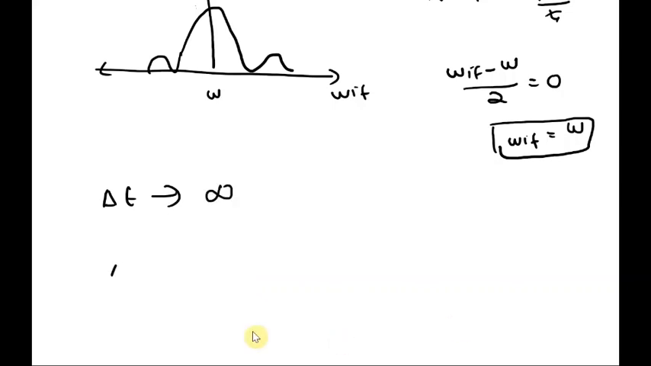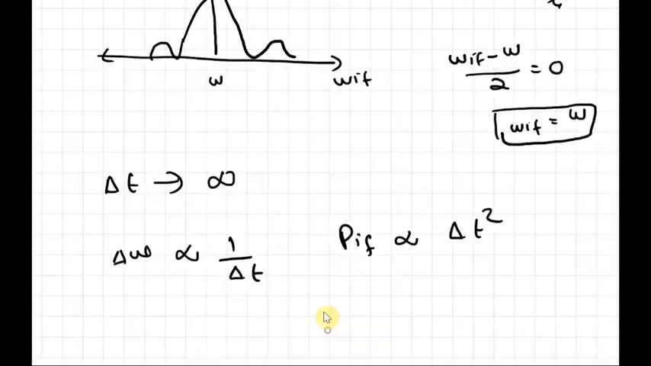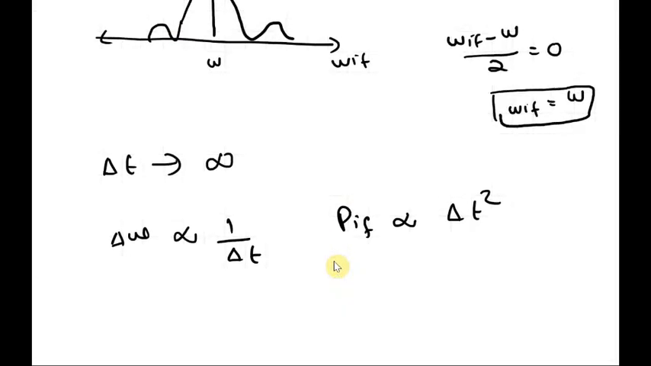So delta omega is going to be proportional to 1 by delta t, whereas P_if is proportional to delta t square, because we have a 1 by omega square on that term. So the entire area is actually not a constant, it's increasing. Area will increase. Area is proportional to delta t. So as the time increases, this area will increase.